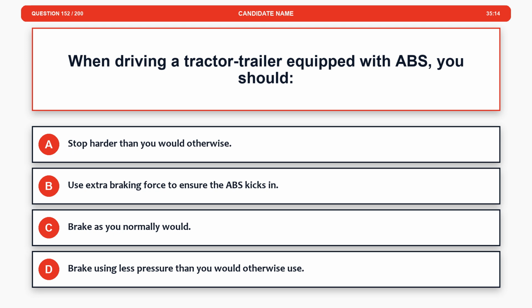Question 152. When driving a tractor-trailer equipped with ABS, you should: Option A, stop harder than you would otherwise. Option B, use extra braking force to ensure the ABS kicks in. Option C, brake as you normally would. Option D, brake using less pressure than you would otherwise use.